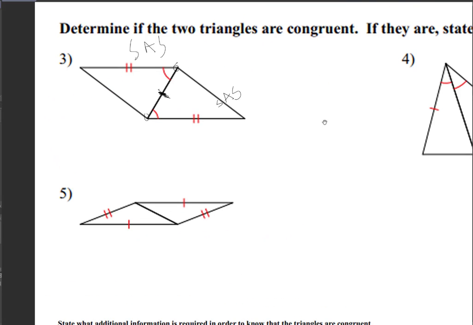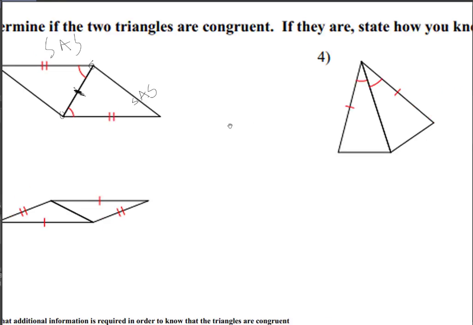And once again, you're just proving that there's only one triangle that you can make with those, right? Because if you have this side length, and you have this side length, and you have this angle in between them, there's only one line segment that's going to fit there. So this triangle has to be congruent to this triangle, if that's the case, okay? Let's go to number 4.